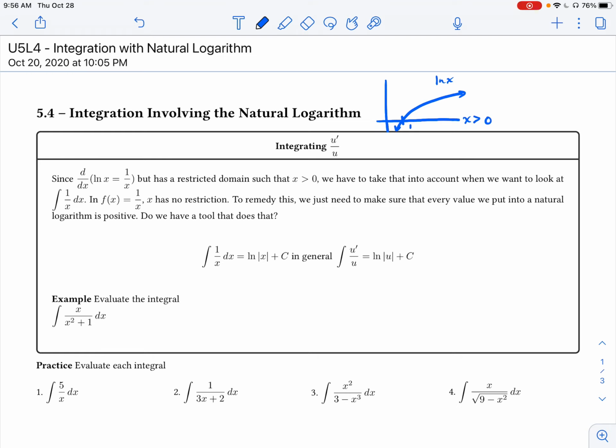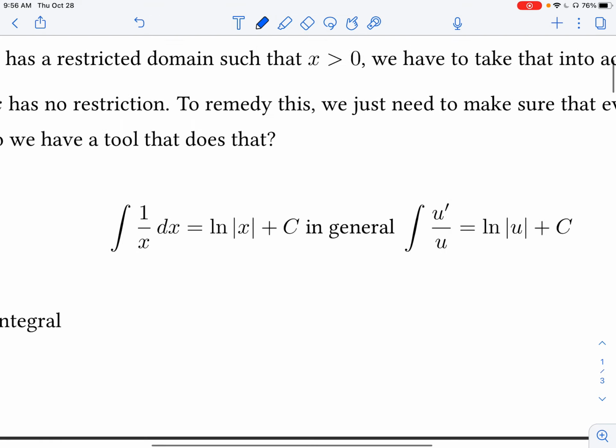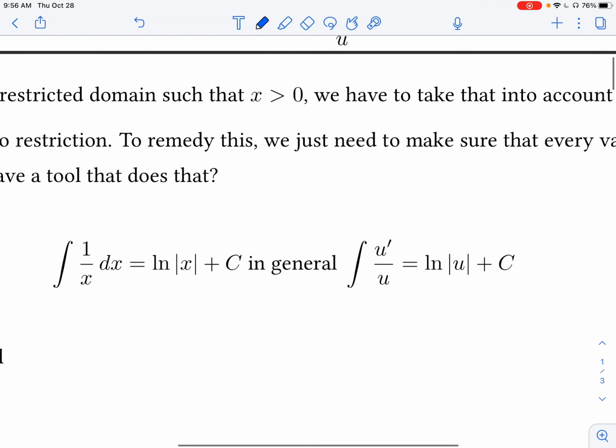What the absolute value does is it allows us to ensure that when we integrate 1 over x, which is the derivative of the natural log of x, by putting the absolute value around our argument of x, we're taking care of our domain restriction, so that we are only taking the natural log of positive arguments. So we would say that the integral of 1 over x dx is the natural log of the absolute value of x plus some constant c.